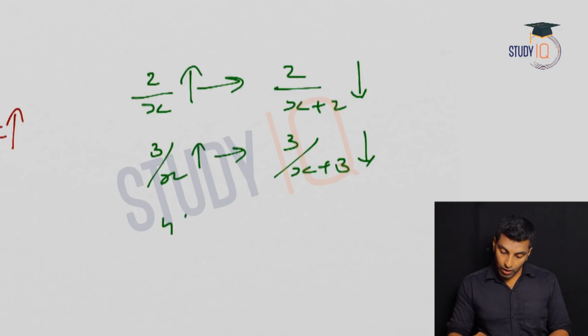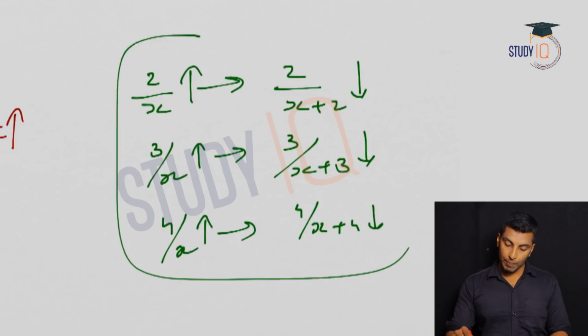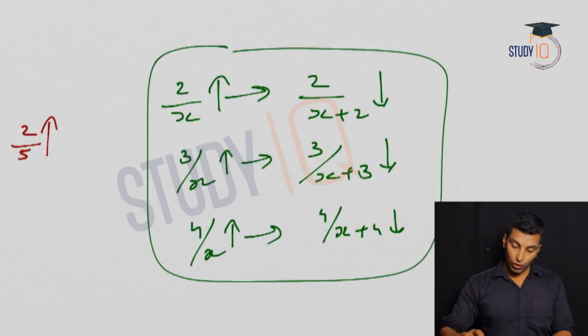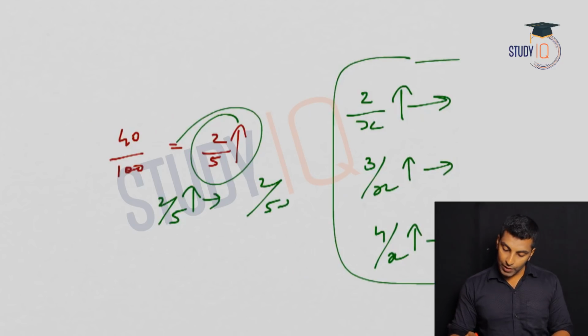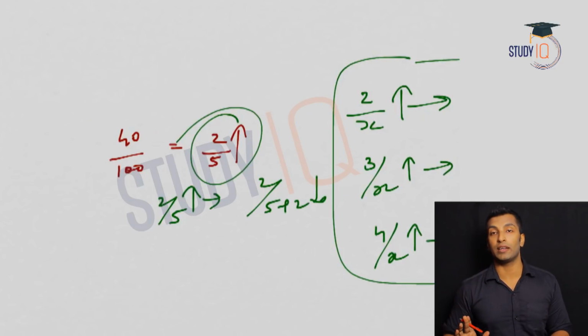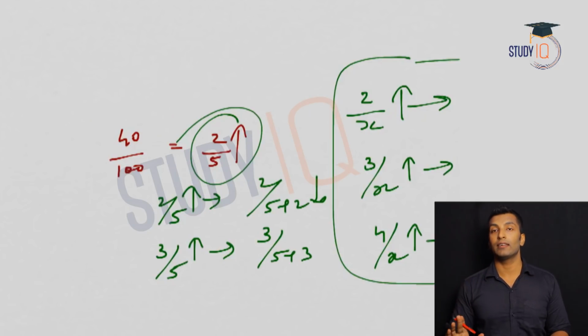What if it is 4? 4 by x increase will lead to 4 by (x plus 4) decrease. And the same is applicable when it is a decrease also. So 2 by x, this is what? 2 by 5. If it is 2 by 5 increase, it means 2 by (5 plus 2) decrease. That means 2 by 7 decrease. That calculation you can do. If it is 3 by 5, then you will write it as 3 by (5 plus 3), that is 3 by 8 decrease.